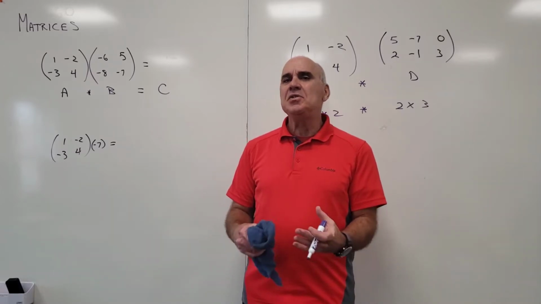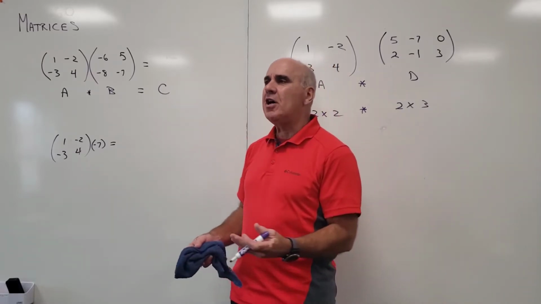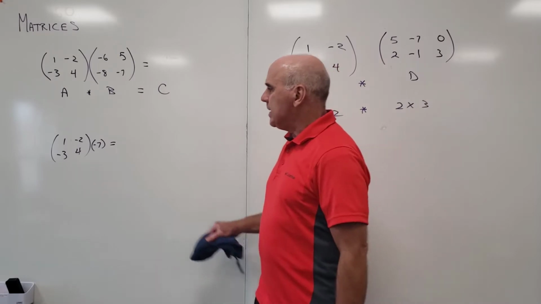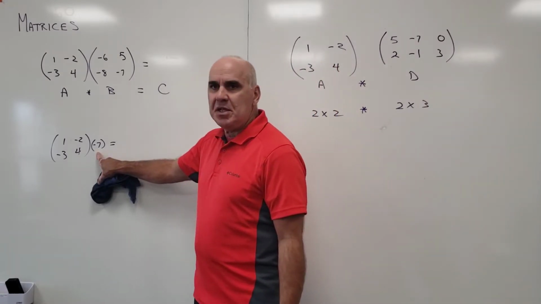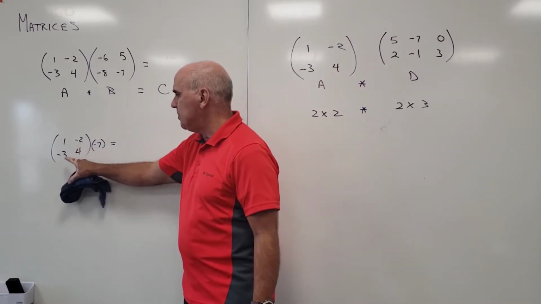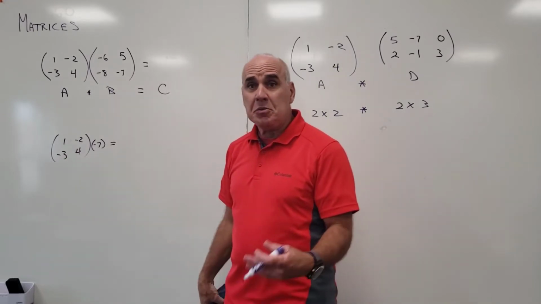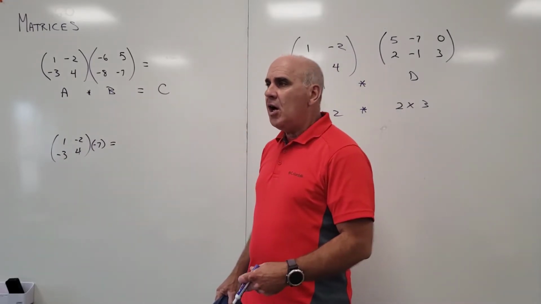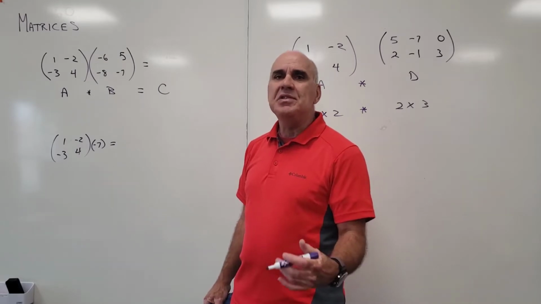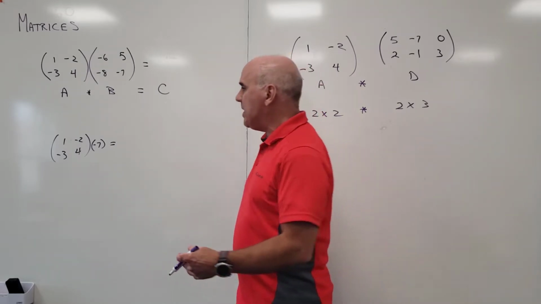All right, let's get into multiplying matrices. And what I want to start with is something very trivial, and that's multiplying a matrix by just a number. So let's take the matrix 1, -2, -3, 4, and I'm just going to multiply that by -7. All that means is I take every element inside the matrix and multiply it by -7.